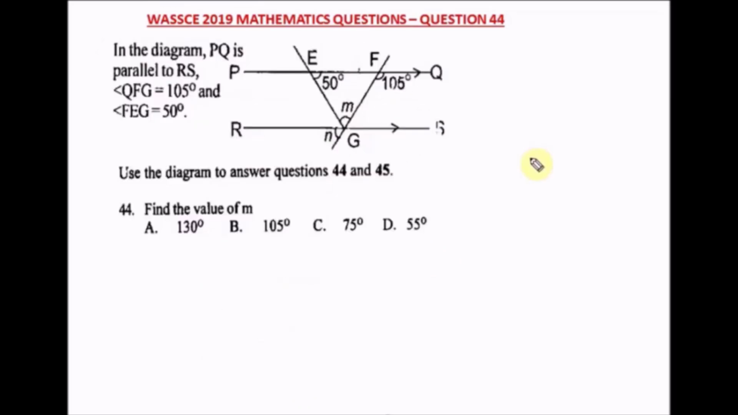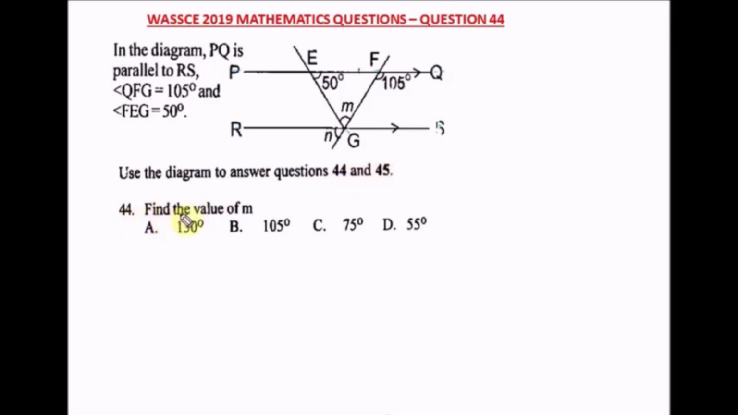Question 44 of the WAEC 2019 mathematics past question. That's your WAEC 2019 past question. It says in the diagram, PQ is parallel to RS. Angle QFG, that's this angle, is 105 degrees, and angle FEG is 50 degrees. Use the diagram to answer questions 44 and 45.